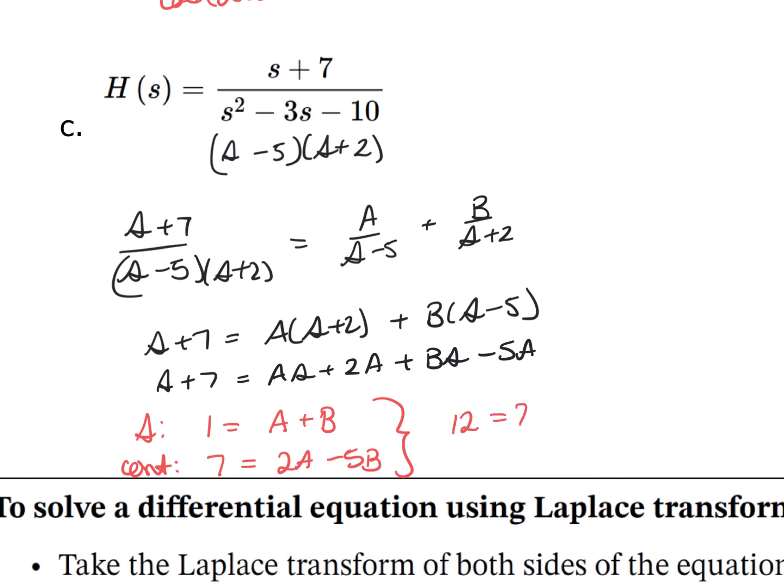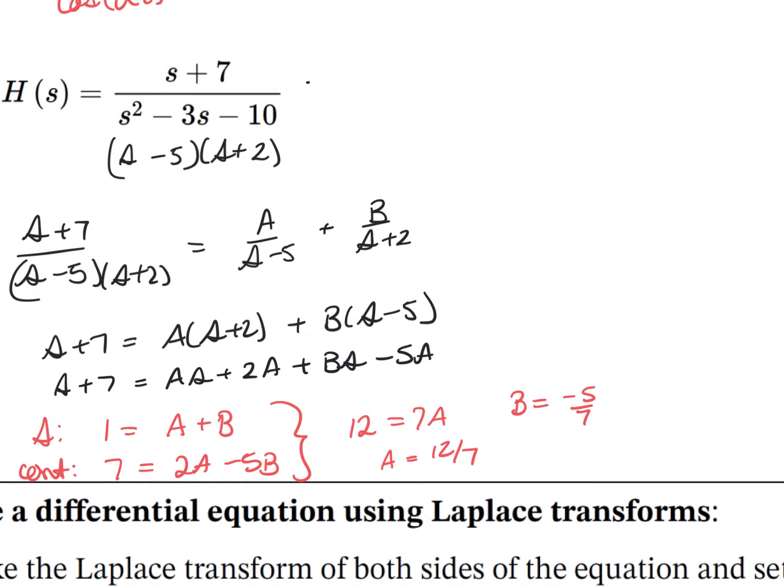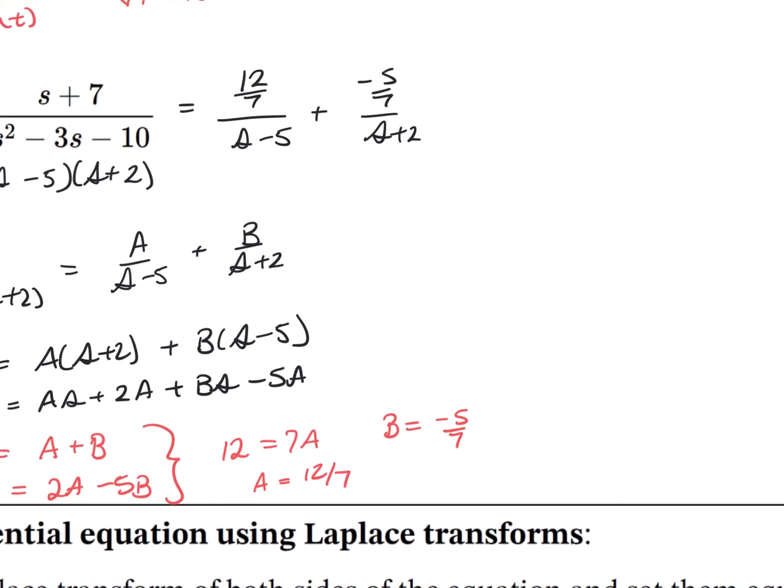is equal to 7a, because my b's cancel. A is equal to 12 over 7. So once I have my a as being 12 over 7, I can find my b. I get my b to be, let me see, if I got 12 over 7, my b must be negative 5 over 7, because I need to add up to 1. So this becomes a, which is 12 over 7 over s minus 5, and then plus negative 5 over 7 s plus 2.